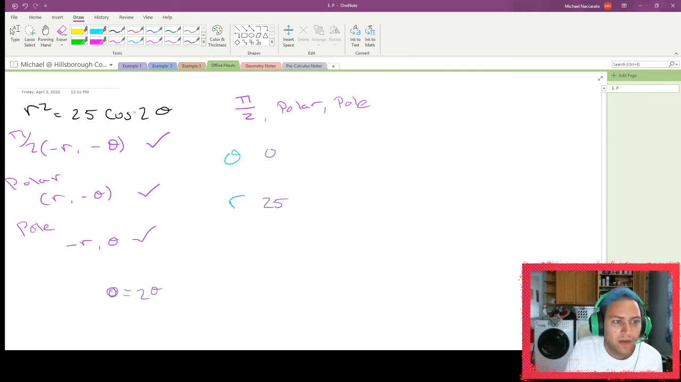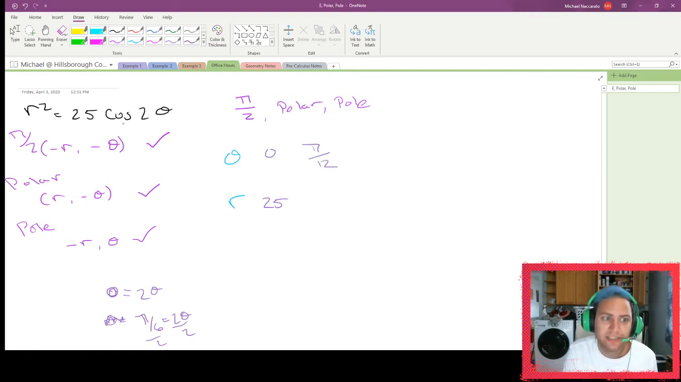So the next one we're going to plug in is pi over 6, right? We would usually plug in pi over 6. But again, we're thinking about the fact that this is equal to 2 theta. So really what we're plugging in is whatever pi over 6 divided by 2 is, which is going to be pi over 12. So I want to plug in pi over 12. When I do, I plug it in, multiply it by 2, I get pi over 6. The cosine at pi over 6 is radical 3 over 2, and then we multiply that by the 25. So we end up with 25 radical 3 over 2.